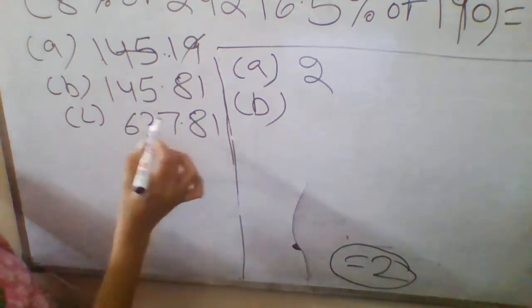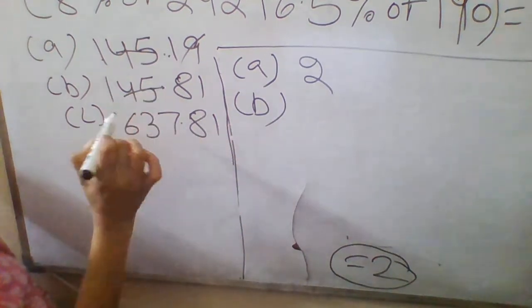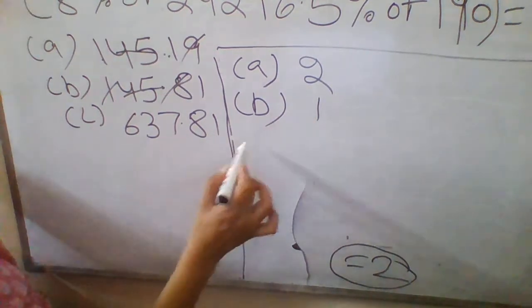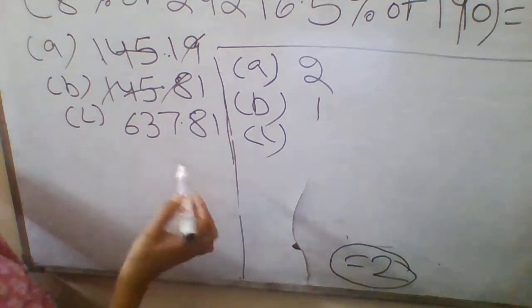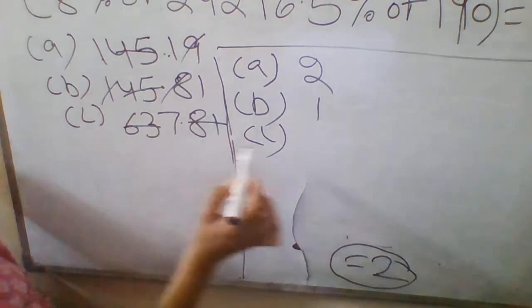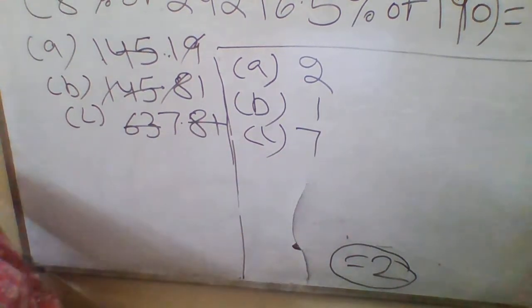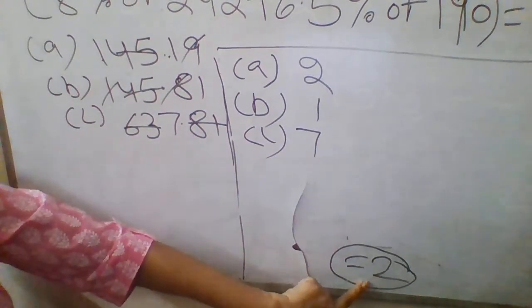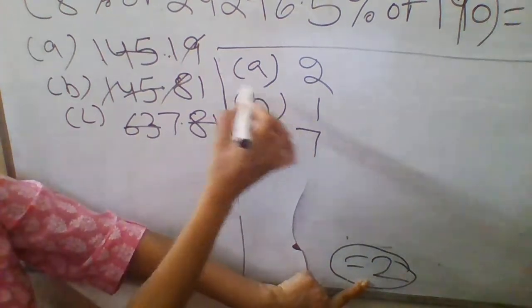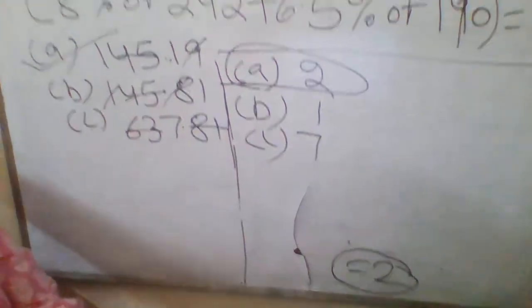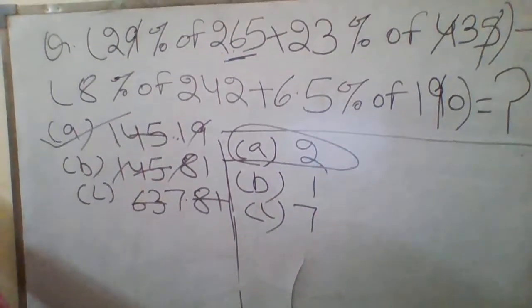In B option, what is the DR? 4 plus 1, 5, 9 cut, 8 plus 1, 9 cut. So in B option you got 1. C option, what is the DR of C option? 8 plus 1, 9 cut, 6 plus 3, 9 cut, so 7. Now you have got 2, 1 and 7. But here I have told you, you need the base DR 2. In A option you got the DR 2. So A is the correct option of this equation. Okay.